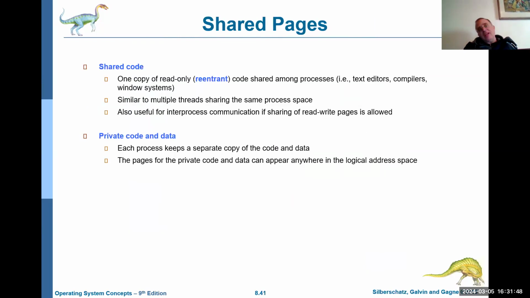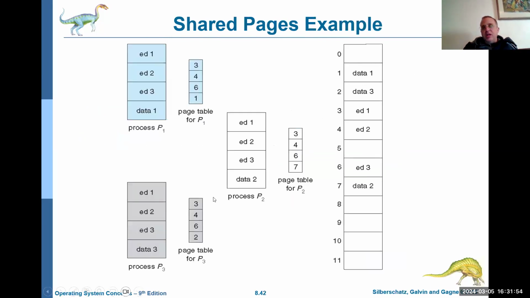Now we get a certain advantage, which is that we get to have shared code. Again, I'll explain with the picture, since it's always easier. Let's say I have a program that uses certain code, editor 1, 2, and 3, and then certain data. And I have another program, P3, that uses the same code but different data. And a third program, process 2, uses the same code and different data. Now, theoretically, what would I have to do? Each program uses 4 pages, so I need 12 pages.